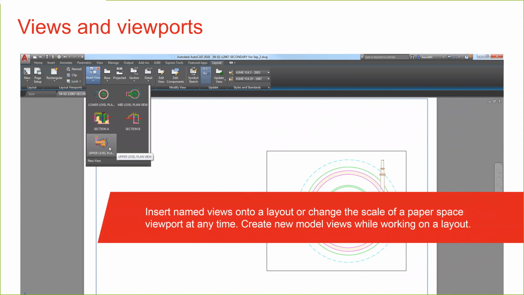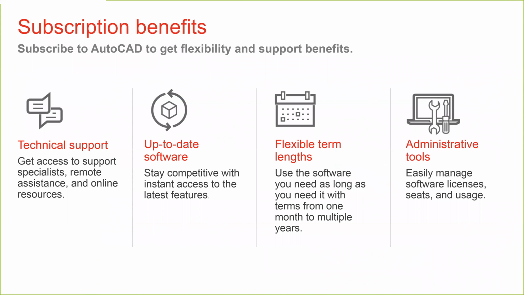Now, subscription benefits. You have technical support, access to specialists, remote assistance, and online resources. Your software is always up to date as long as your subscription is current. So when 2020 comes out, you get immediate access to it. You have flexible term lengths, which means that you can use the software from 1 month to 3 years, depending on your particular needs at that point in time. And then for your administrative tools, you're able to manage your software licenses, seats, and usage from a central location.